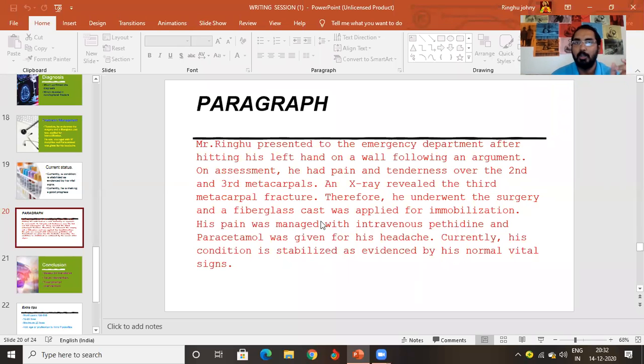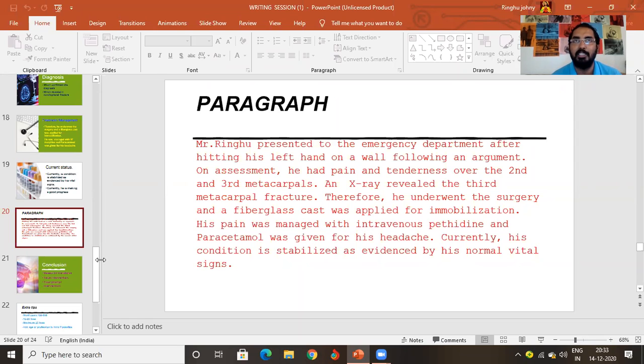This is a paragraph. When I say 6 to 7 lines, here you can see only 4 plus 7 lines. But in the OET sample paper, you have a lot more wider space, so you will be able to manage to write 10 words. So it will be 6 or 7 lines. I hope that's clear. Or else you can say, Mr. Ringu presented to emergency hospital with sweating, chills and headache. On assessment, he has a low-grade fever and tachycardia.